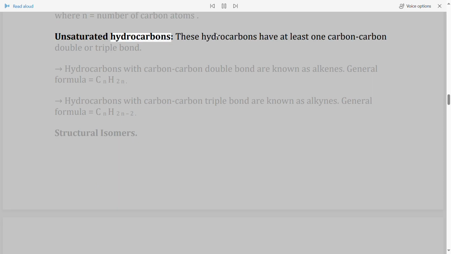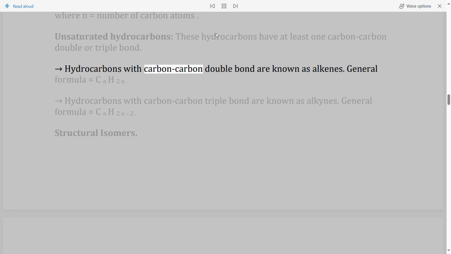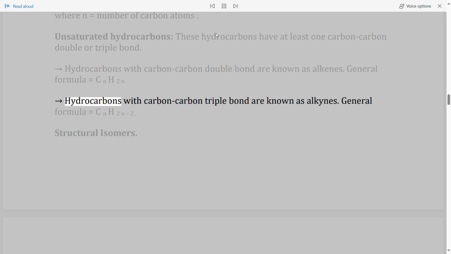Unsaturated hydrocarbons. These hydrocarbons have at least one carbon-carbon double or triple bond. Hydrocarbons with carbon-carbon double bond are known as alkenes. General formula is CnH2n. Hydrocarbons with carbon-carbon triple bond are known as alkynes. General formula is CnH2n-2.